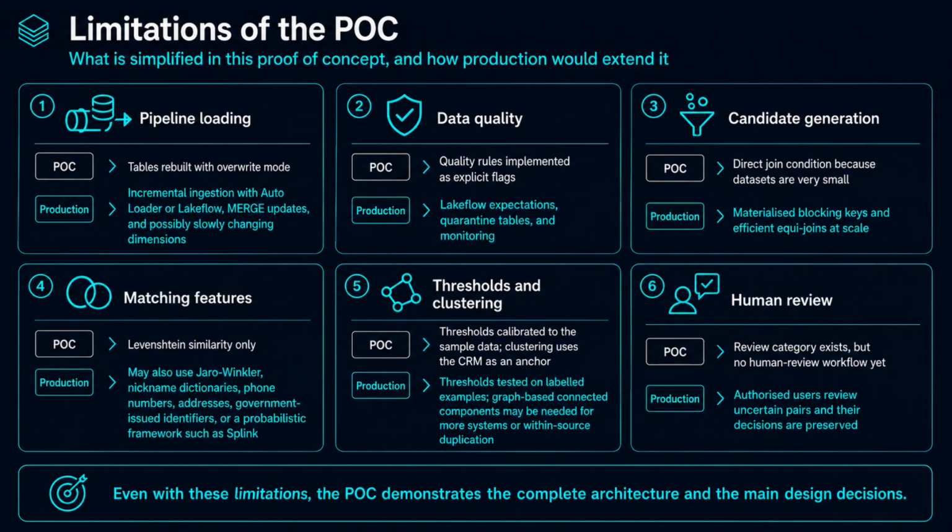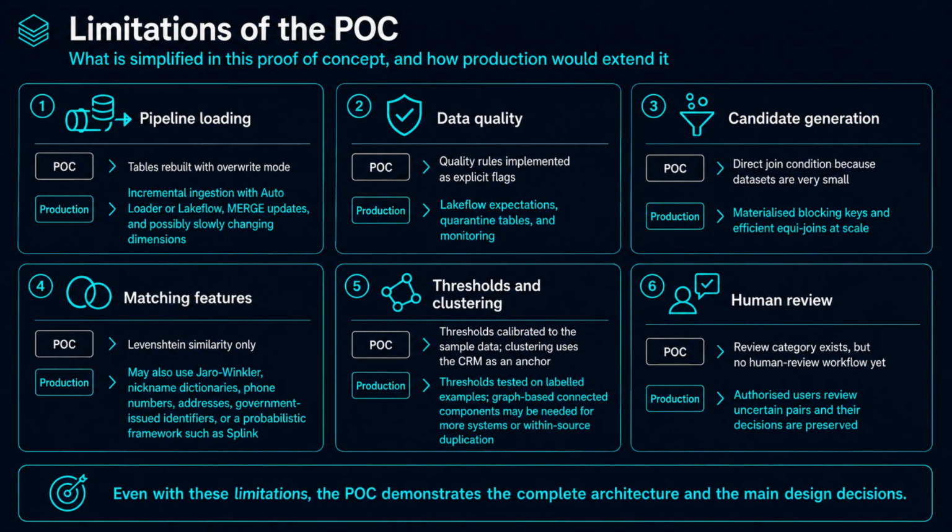This proof of concept intentionally keeps several areas simple. The tables are rebuilt using overwrite mode. A production pipeline would normally use incremental ingestion with Auto Loader or Lakeflow. It would use merge operations for updates and potentially slowly changing dimensions for history. The quality rules are implemented as explicit flags. A production solution could add Lakeflow expectations, quarantine tables, and monitoring.